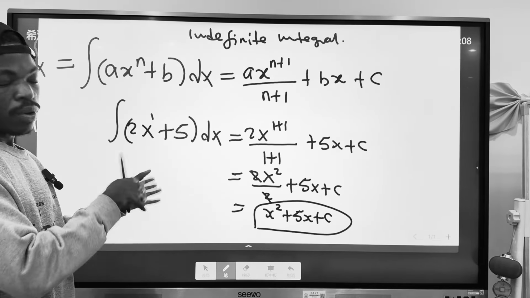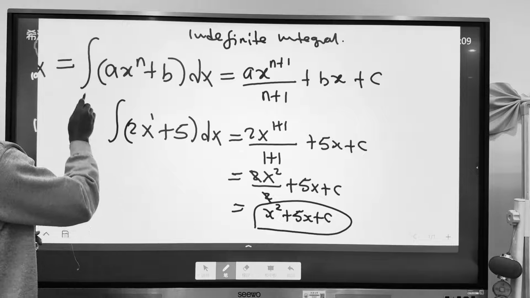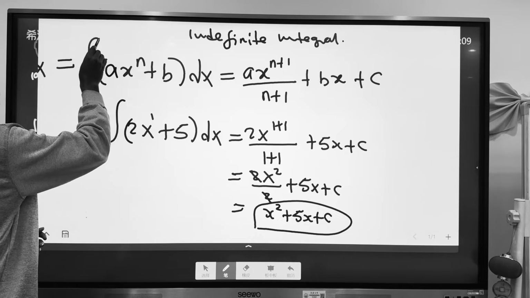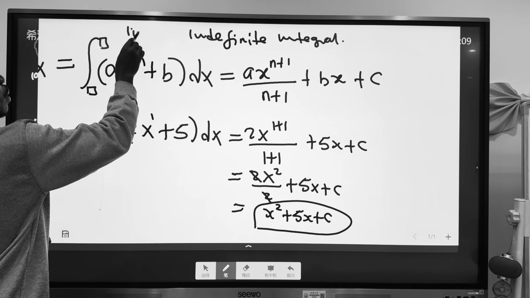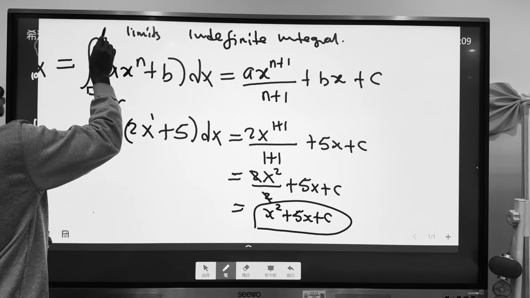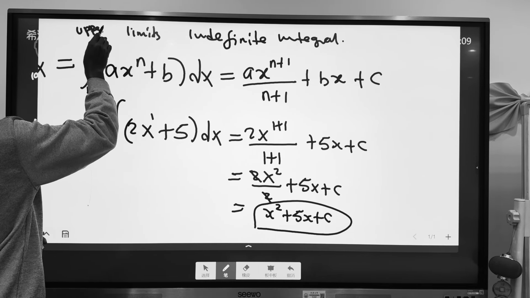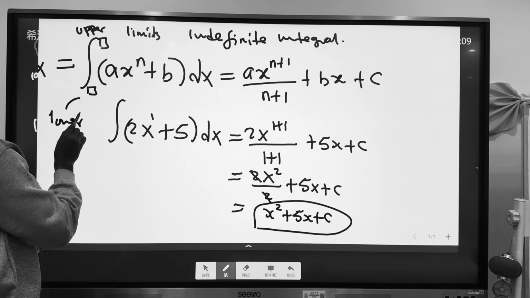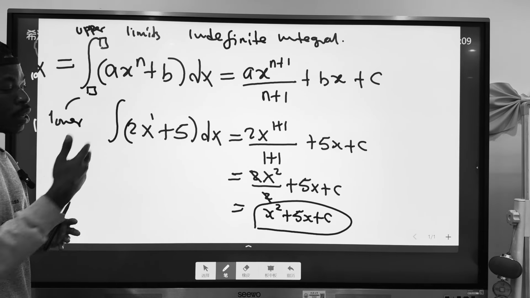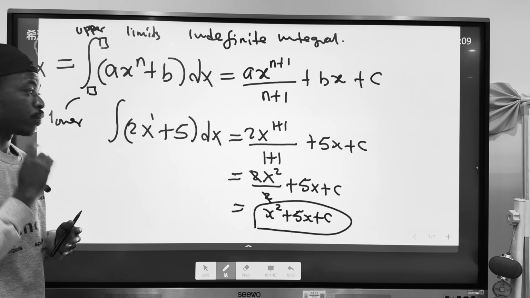Now the one we have here today is where we have some little numbers. You can see there's a number here and there's a number here. We call these numbers the limits. The one here is called the upper limit, and the one here is called the lower limit. So what are we supposed to do? I'll show you in the problem that we have to do today.